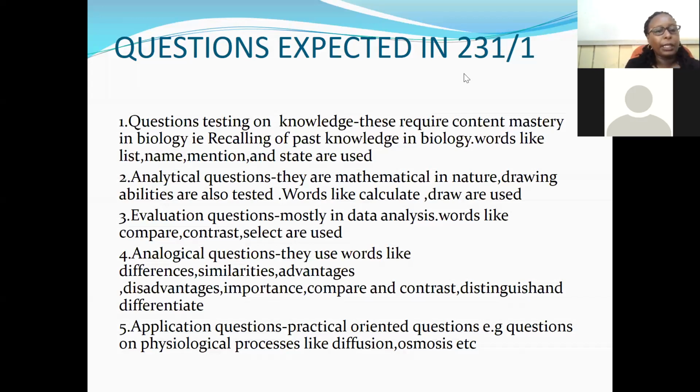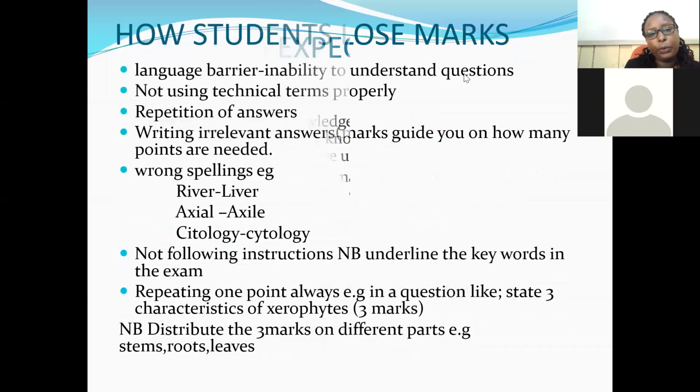Then allow me now to take you through how the students use marks in paper 1. I'll take you through all the mistakes that we have encountered in the past when marking the exams. And I hope this is going to be of great help to you students. Next time when you are handling the exam, you can be keen on that. So I'll take you through the points.